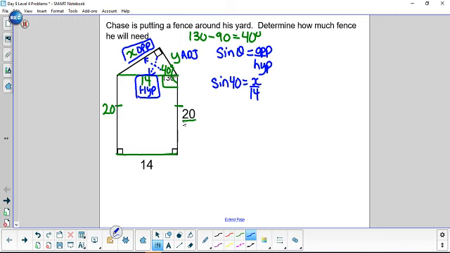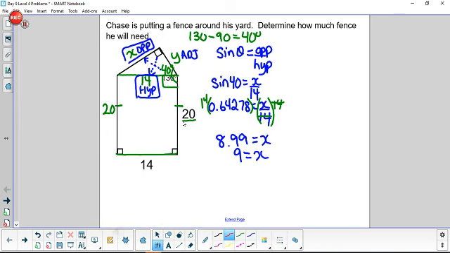Sine of 40 is 0.64278 equals x over 14. We're going to solve for x by multiplying by 14 on both sides. And so therefore we will have 8.99, or 9, equals our x.